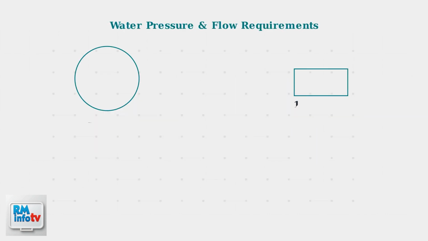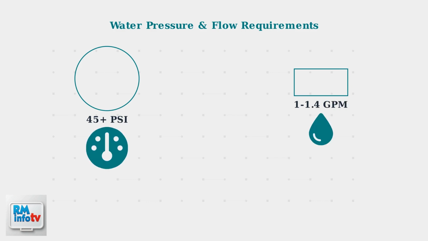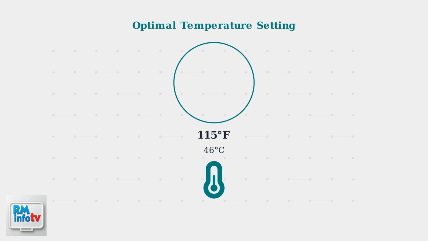Proper water pressure and flow are critical for tankless water heater performance. Your system needs steady water pressure above 45 psi and optimal flow between 1 and 1.4 gallons per minute. Set your water heater to the recommended factory temperature of 115 degrees Fahrenheit or 46 degrees Celsius. This optimal setting balances efficiency with safety and performance.